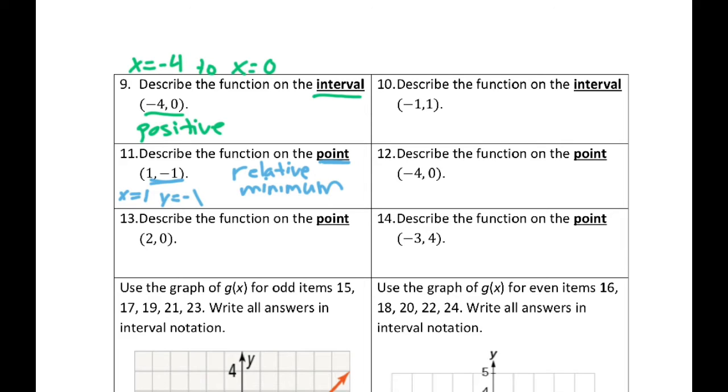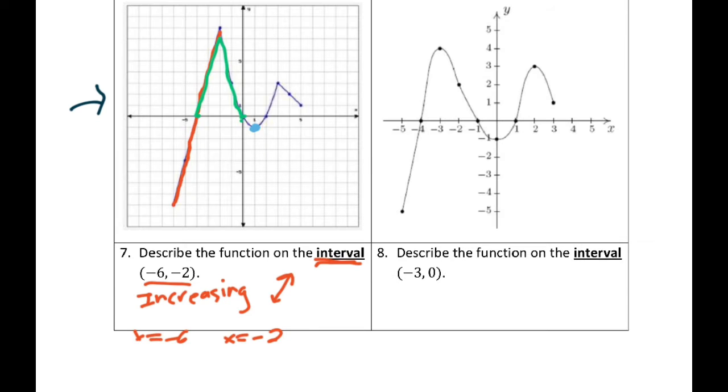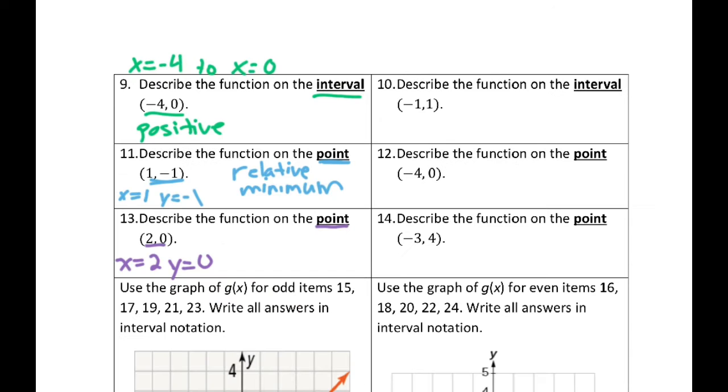13, describe the function at the point 2, 0. So this is where x is 2 and y is 0. So where x is 2 and y is 0, that would be right here. So at this point, this graph has an x-intercept.